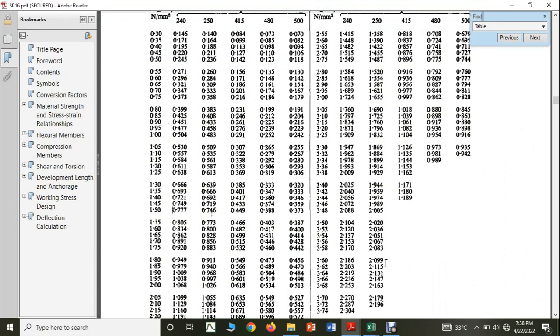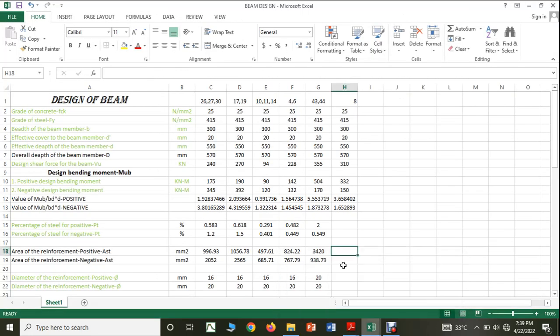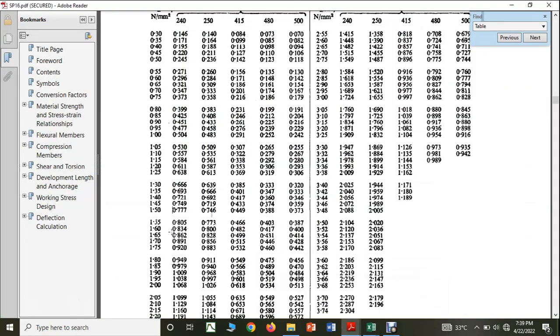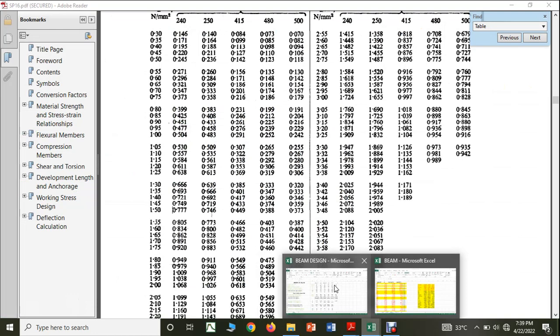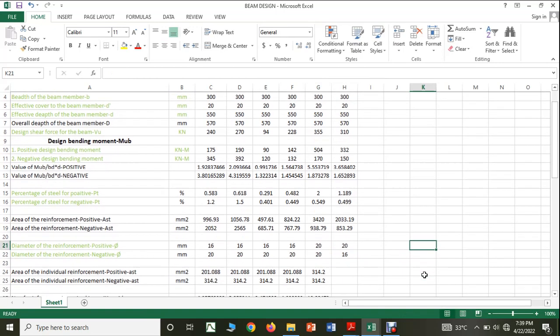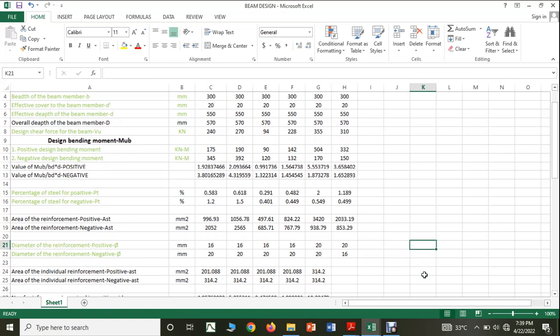3.6, it is 2.099. Sorry, Fe415 is not there, so this is the maximum value, 1.189. And what about 1.65, 0.499? Therefore if you calculate these values, this will be the one. I'm going to provide 20 and 16.